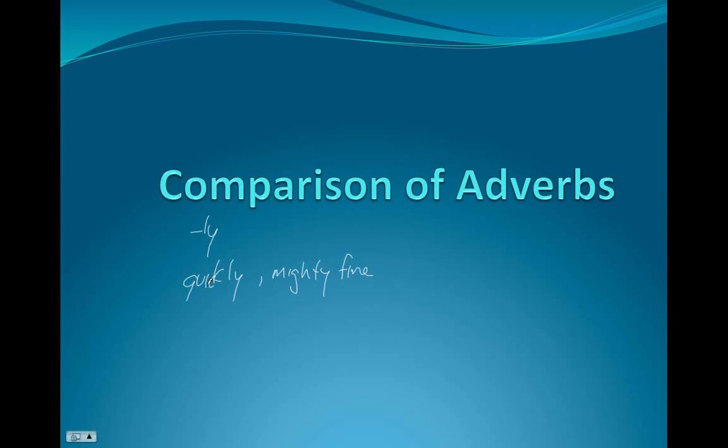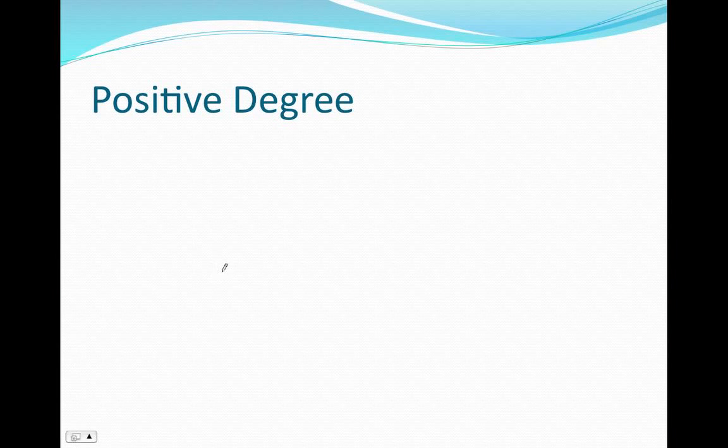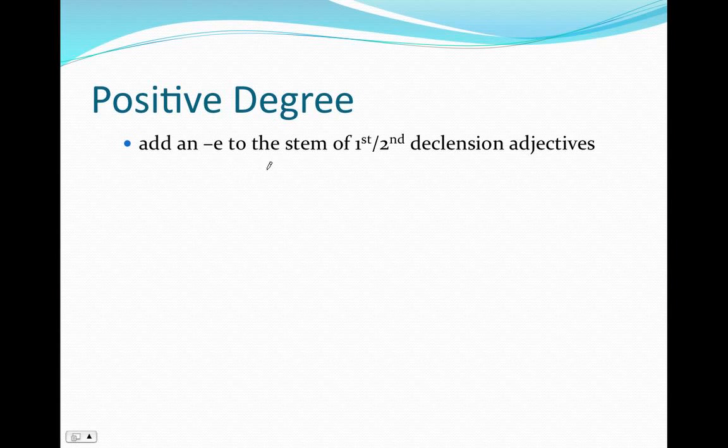Latin has ways of doing this. So first, the positive degree. There are a couple of different ways to do this, and there's no way to really predict how an adjective is going to turn into an adverb, and that's an important point. We can take any adjective and turn it into an adverb, but generally, for first and second declension adjectives, we add an E to the stem. And this is a long E.